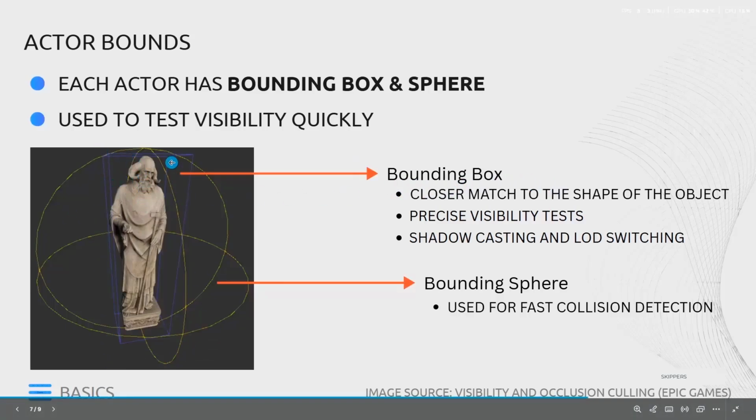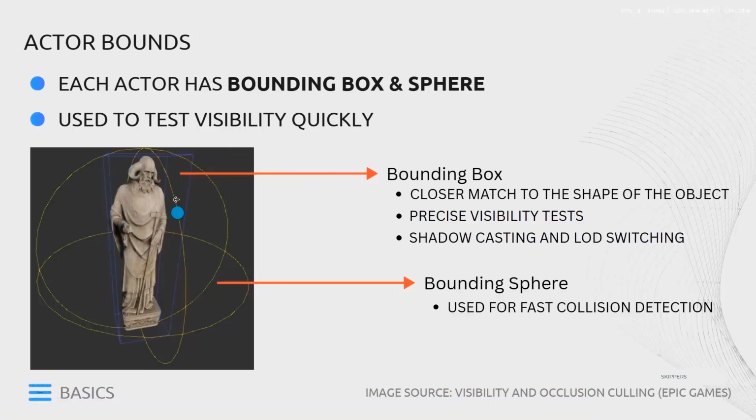Each actor has two bounds, a bounding box and a bounding sphere. Each one is used for a reason. The bounding box fits the object shape and is used for visibility testing like frustum and occlusion culling. It's also used to know if we need LOD switching or if this object needs to cast shadows. And the second bound, the bounding sphere, is used for collision detection.